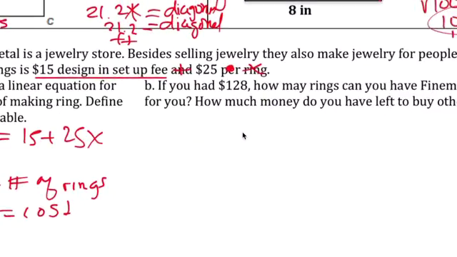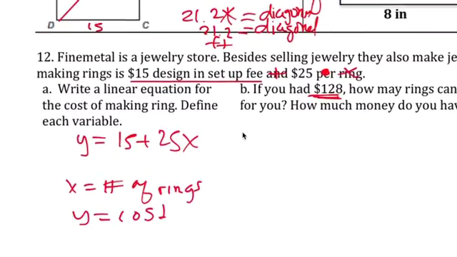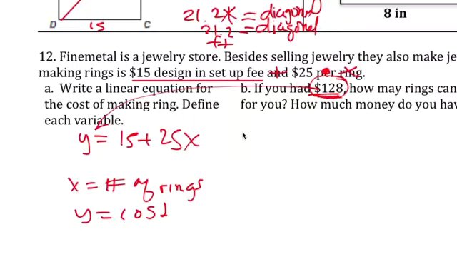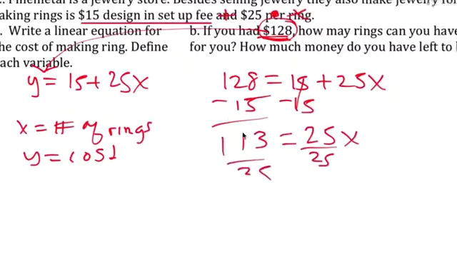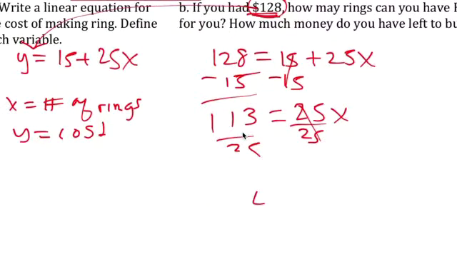And then if you had $128, so 128 goes in y. So 128 equals 15 plus 25x. Solve for x. Subtract, that's 113. Divide by 25. You can buy 4 rings with $13 extra.